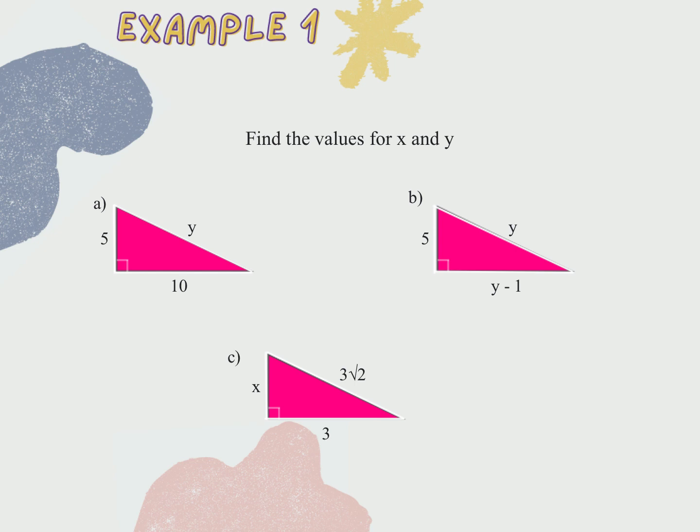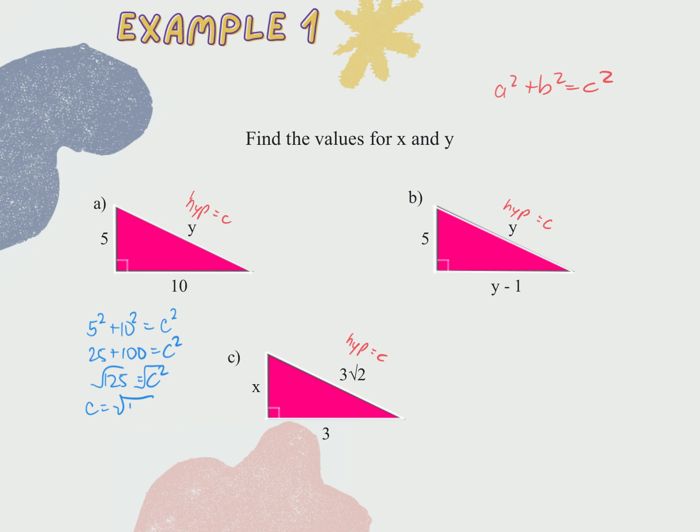Again, you want to identify your legs and your hypotenuse. So it's important to always know where your hypotenuse is, right? Because that hypotenuse is always going to be your C value when you're thinking of A squared plus B squared equals C squared. So for A, let's work this one out. We've got our legs are 5 and 10. So 5 squared plus 10 squared equals C squared. 25 plus 100 equals C squared. 125 equals C squared. And so I know that C equals the square root of 125.